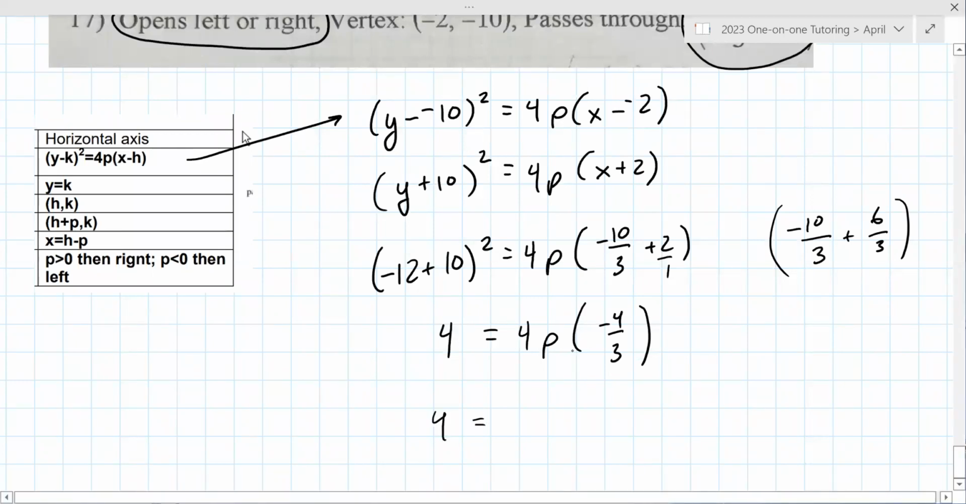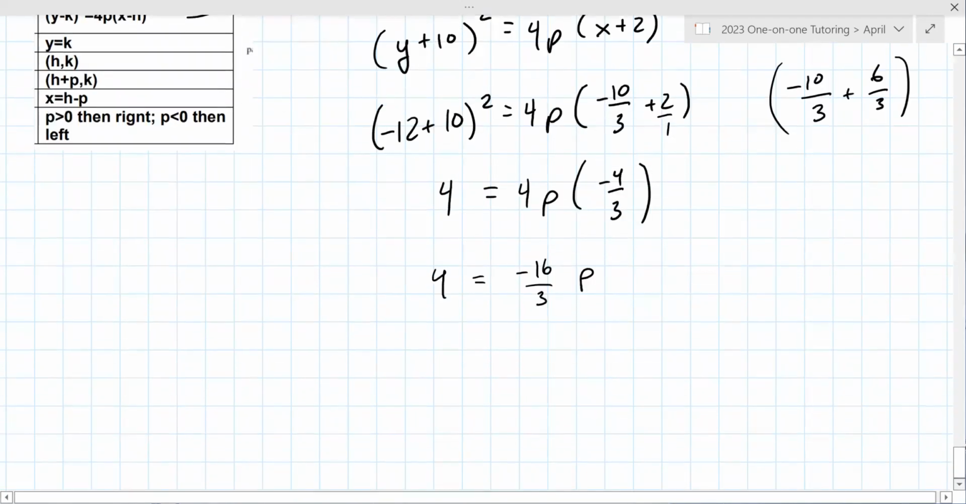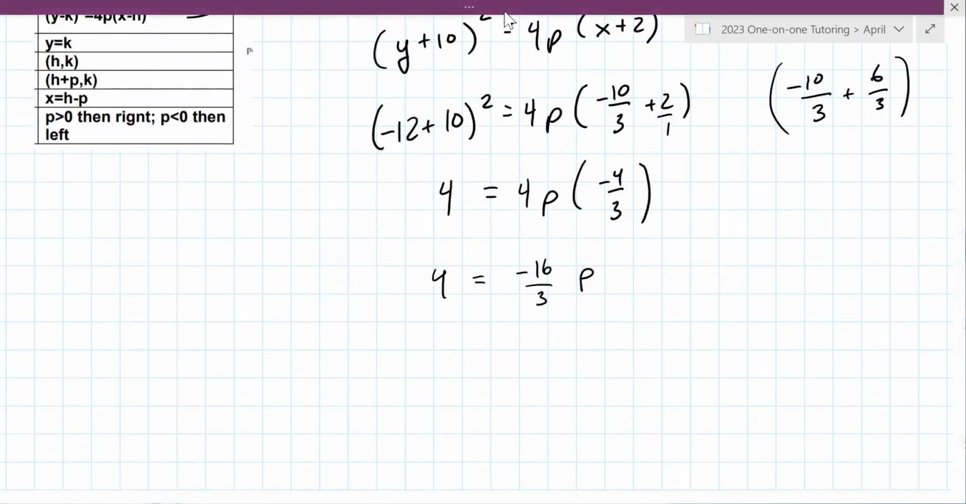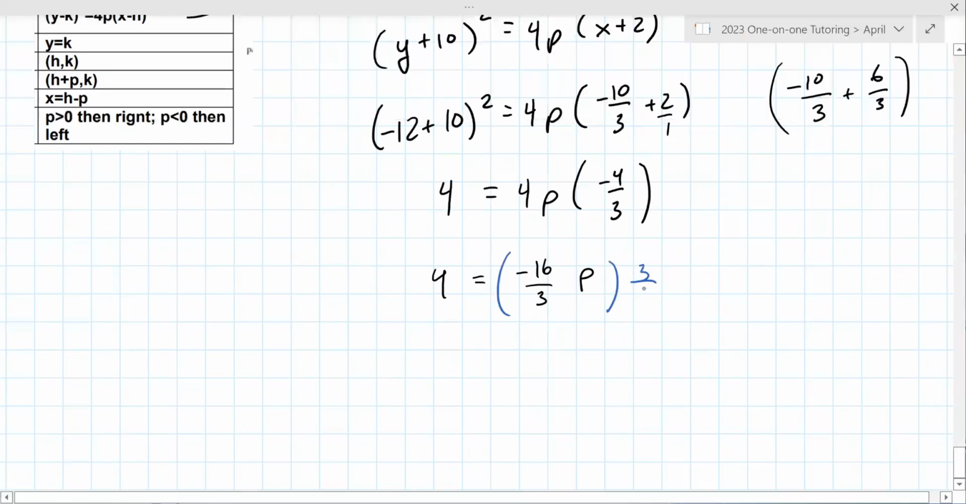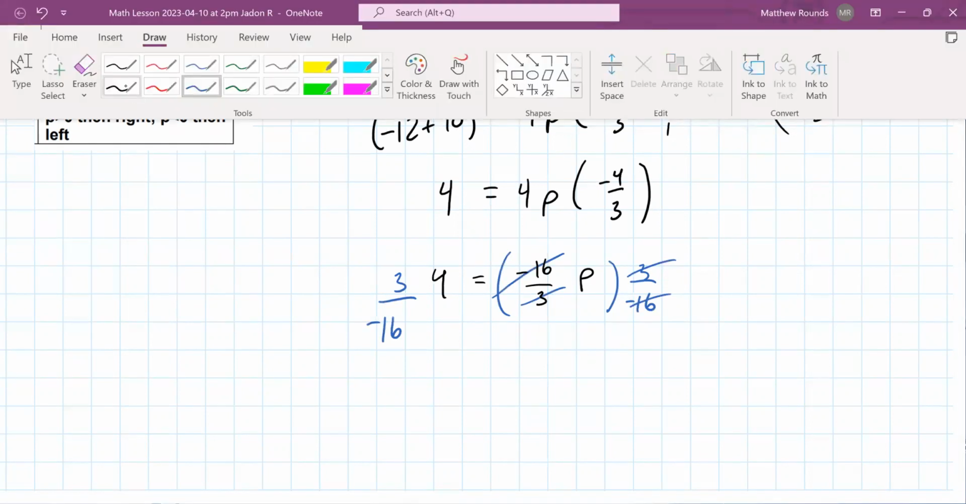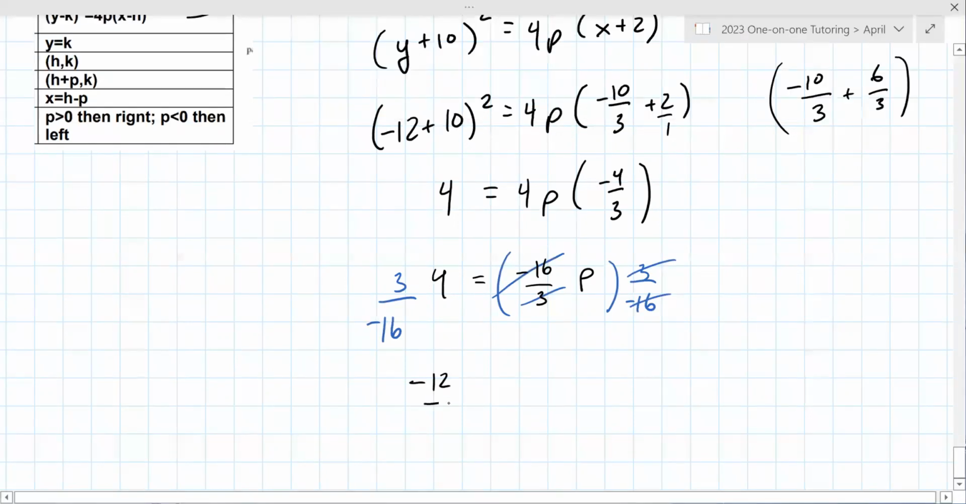Yeah. And then it's like, what do we do from here? Well, on the right side, you can combine. So it's minus 16 over 3 times p. You're just multiplying the 4 times the minus 4 over 3. And then you multiply everything by the reciprocal here. So we multiply everything by 3 over minus 16. On the right, everything cancels. On the left, you get a fraction, negative 12 over 16 equals p. You can reduce that to minus 3 over 4.